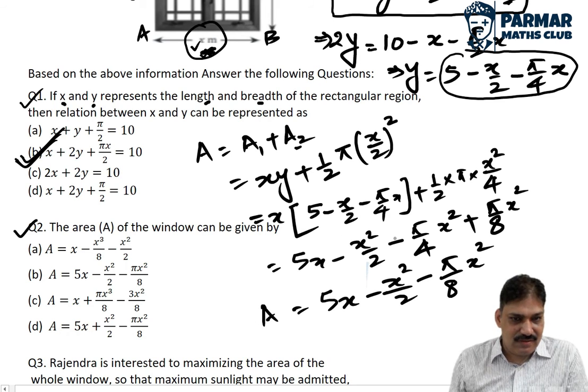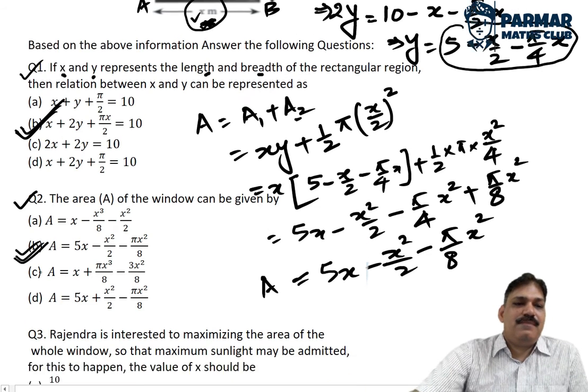Let's see which option is correct. 5x minus x square by 2 minus pi by 8 x square. In one option the signs differ, and in another it is x cube. So this is the correct answer, option B.